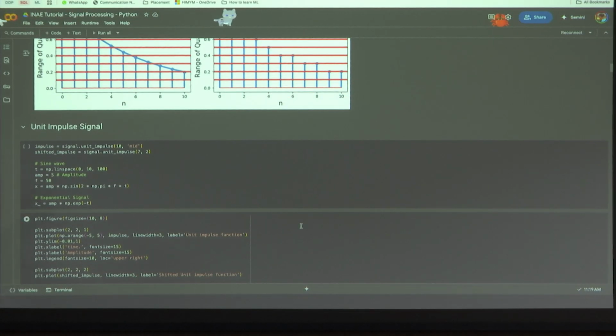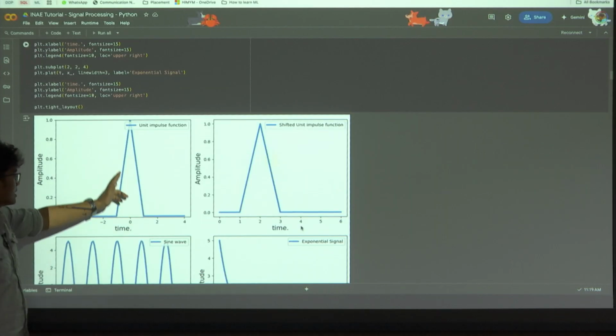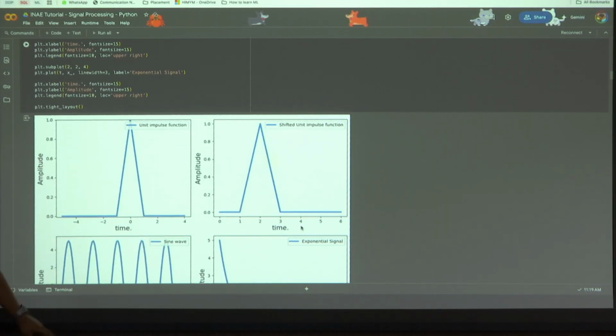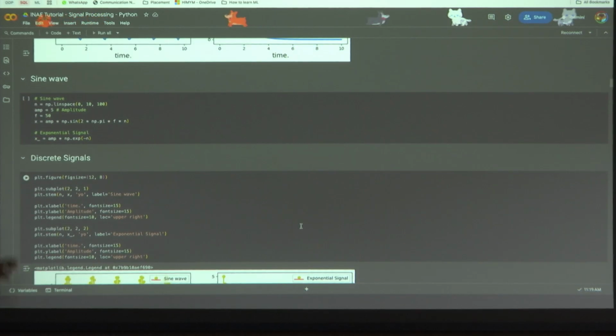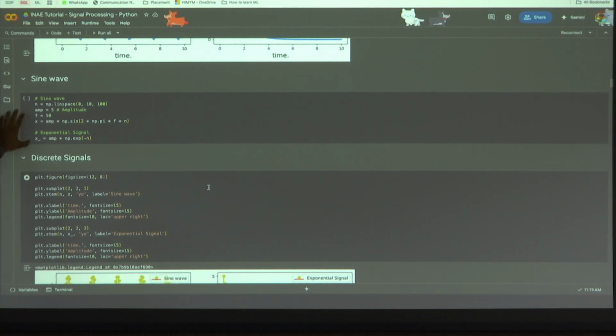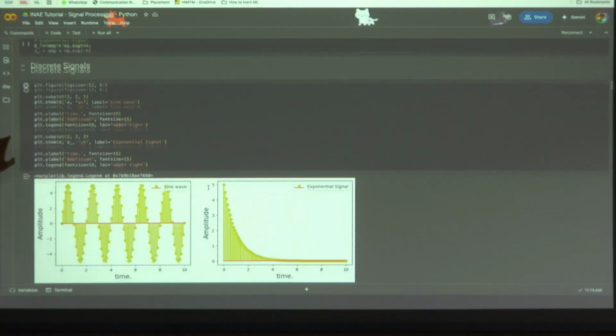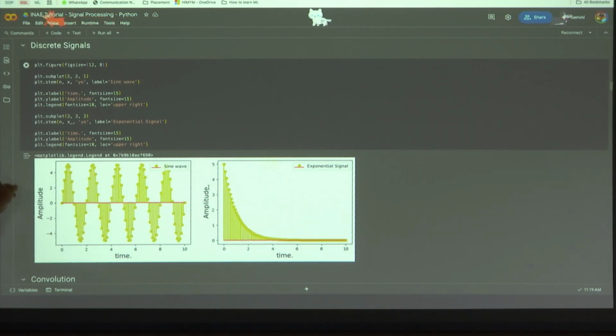If we talk about unit impulse at origin, shifted unit impulse, a sine wave and an exponential signal. If we talk about the sine wave, this is how we created the sine wave, over which we did sampling, for both sine as well as exponential. You can see the stem plots. We are moving towards sampling here.